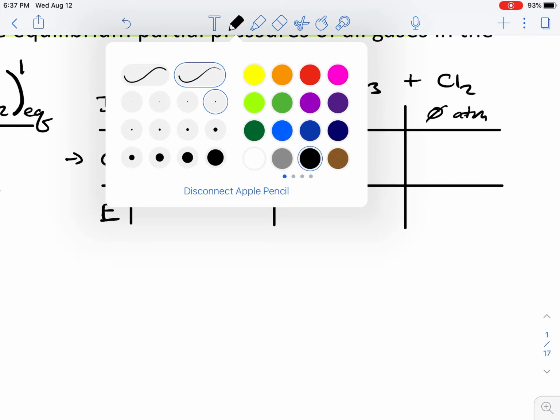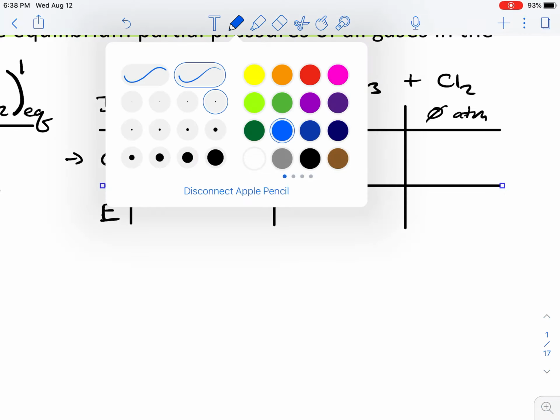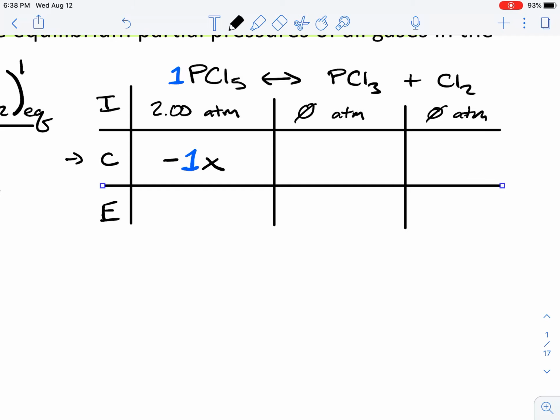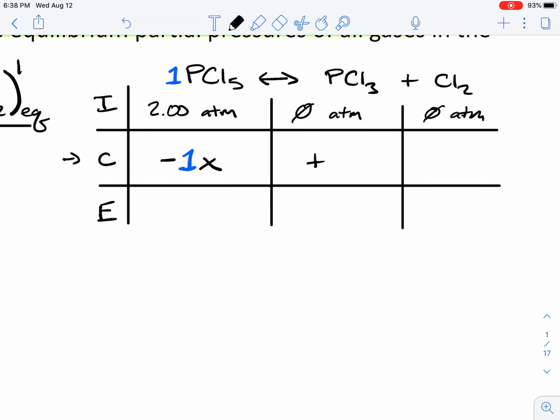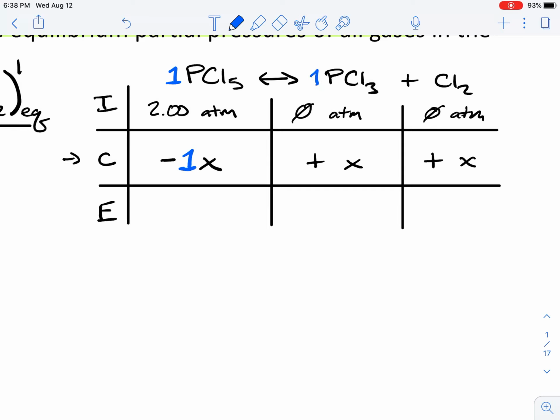And so since the coefficient is 1, we need to write a 1 for the change. So it's going to be minus 1x. And so since we're producing products, this is going to be a plus x and a plus x. And to ensure the stoichiometry is represented from the balanced chemical equation, we're simply going to put 1 and 1.